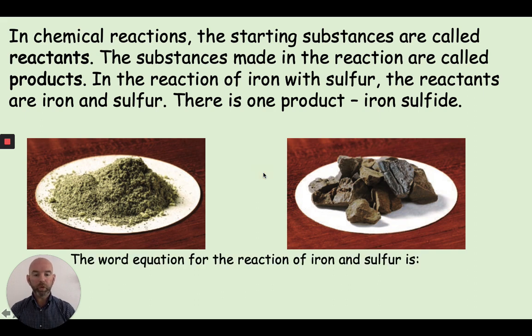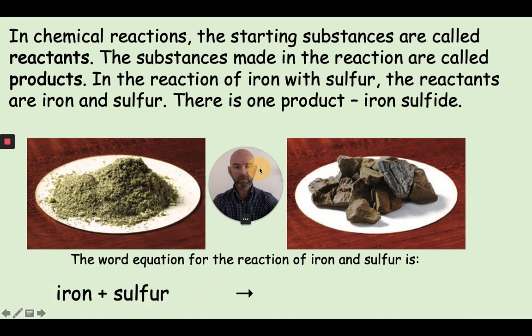So the word equation, so ready to write this down, for the reaction of iron and sulfur is, let me just move my face out of the way, iron plus sulfur reacts to form, with the arrow, reacts to form iron sulfide. So that is the word equation for that reaction. So pretty simple. And all I've done is I've had a little look here. So in the reaction of iron and sulfur, there's one product called iron sulfide.